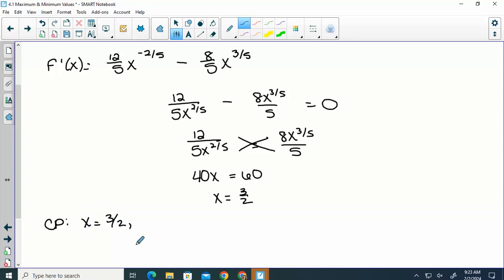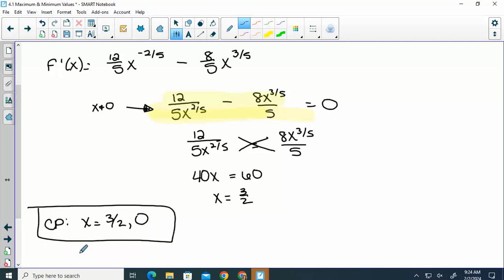Is there any number that would make this derivative undefined? If you look back here, undefined, think about, is there any number you couldn't plug in for x right here? 0, because it's on the bottom. So when I look at this one, that tells me, oh, x can't be 0 because the bottom of my fraction would be 0. So the derivative is undefined there. So that's my second critical point.